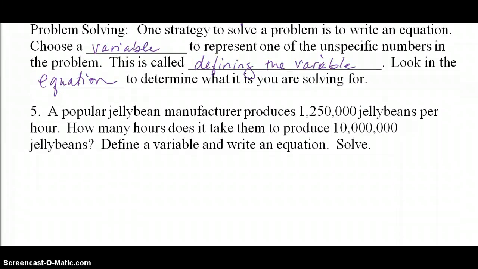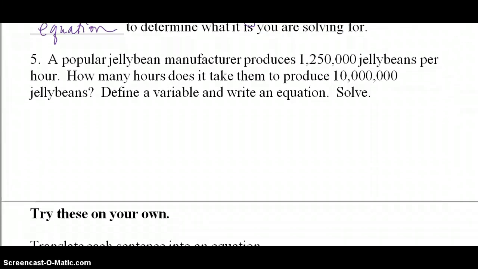So this last word problem says a popular jelly bean manufacturer produces 1,250,000 jelly beans per hour. How many hours does it take them to produce 10 million jelly beans? Define a variable and write an equation and then solve. So it sounds to me like how many hours is what we're looking for. So let's define our variable. Let's let H stand for number of hours.